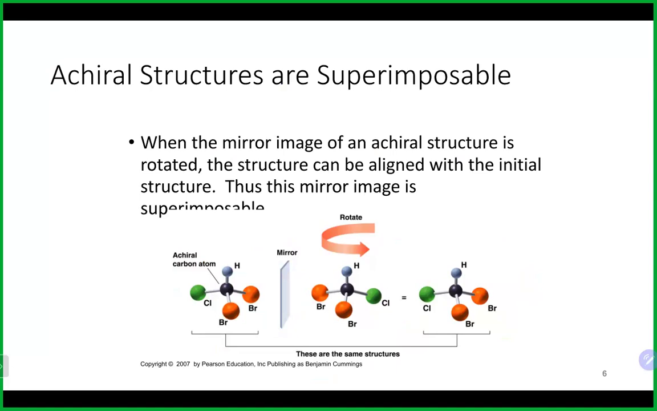Now, different than that is an achiral compound. An achiral compound you can put up against a mirror and take the mirror image out, and it will actually superimpose. So a difference between chiral and achiral is that an achiral compound does not have four different groups attached. So for example, here we have a couple of Brs, right? The same group attached to the carbon. And because of that, when you take the mirror image, all you have to do is rotate and you'll be good to go. It's going to fit perfectly on there. So achiral mirror images will superimpose. Chiral compounds that have four different groups attached to the carbon will not superimpose.